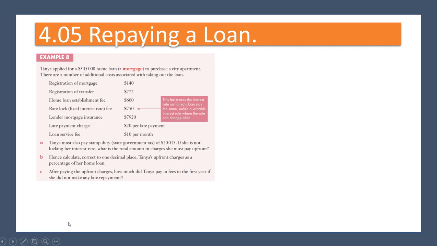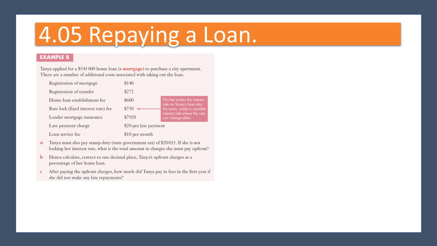In exercise 405, we have a look in this example at the additional charges that may need to be paid when you take out a loan. So let's get straight to this example. Tanya applied for a $545,000 home loan or a mortgage. Please be aware of that word. It means the same as a loan.